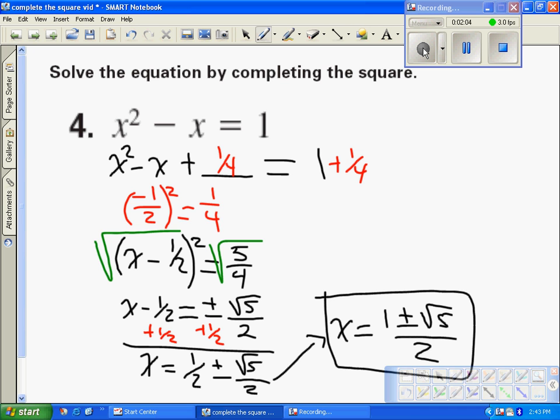Once again, you have two answers: 1 plus root 5 over 2 and 1 minus root 5 over 2.